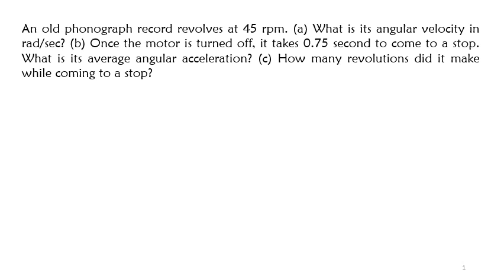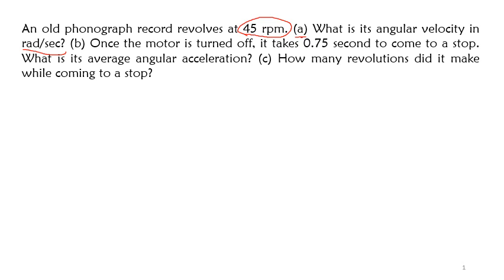The 45 revolutions per minute given is also the angular velocity. But the first part, part A, wants us to provide the answer in radians per second. We know that one revolution is 2 pi radians and 1 minute is 60 seconds. So you can straight away do that.